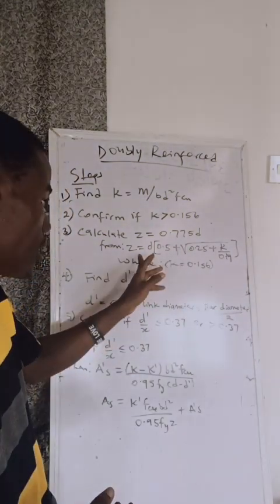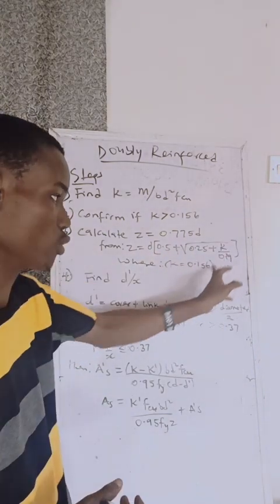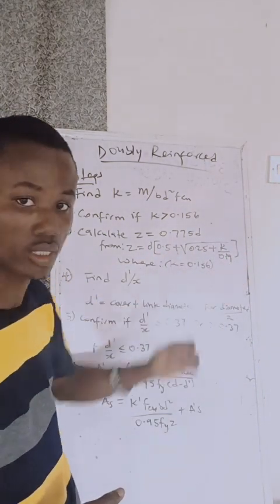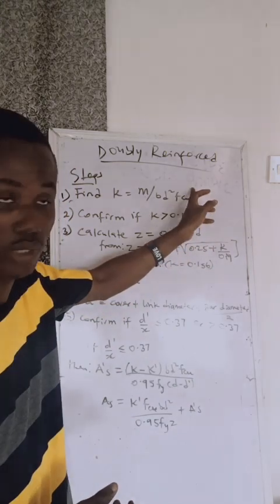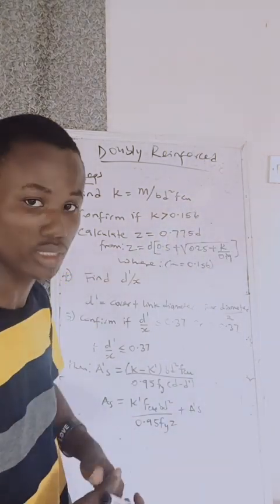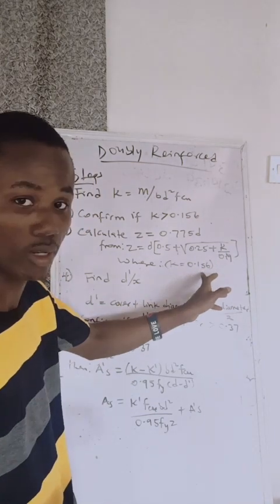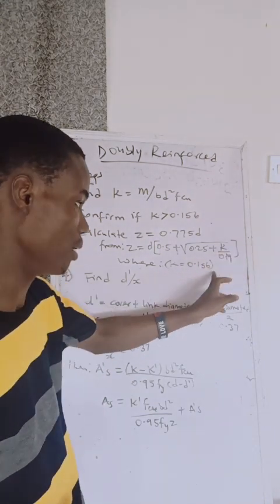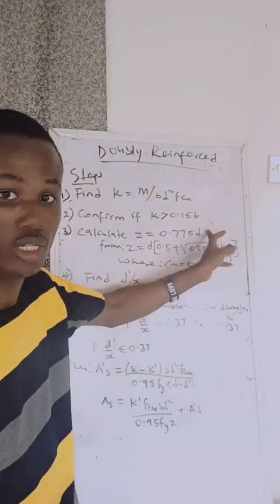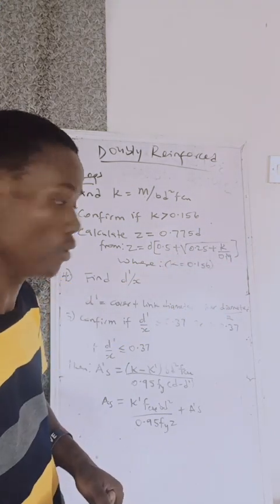In a singly reinforced beam, after calculating your Z, we apply the K answer you get here. But in this case, no. You have to apply 0.156 as K. By the time you apply this, you're going to get 0.775D as your answer.